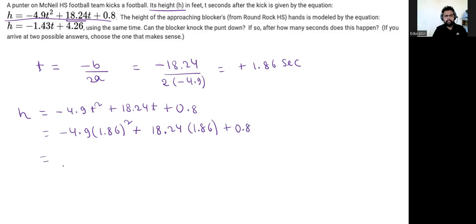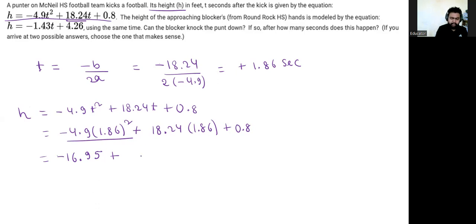This is what we need to write. So let us solve this further. I need to square 1.86, and then multiply by 4.9. This will become around 17, or if I round it to two decimal places, negative 16.95 for this particular value. Now there would be addition. Now I would be doing 18.24 times 1.86.